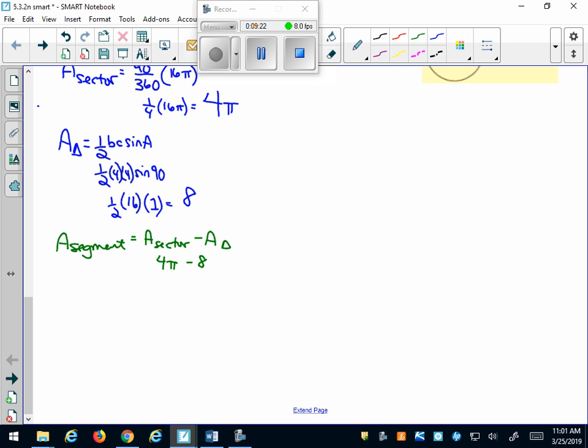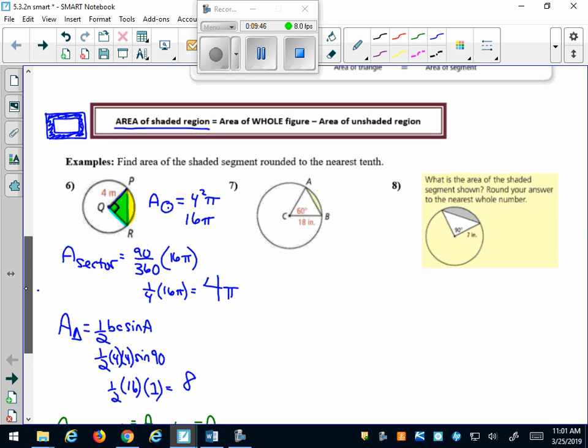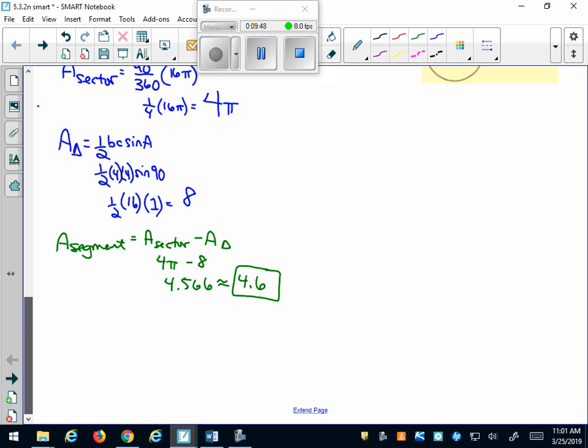But since the directions say to leave it to the nearest tenth, you're going to want to do 4 times pi, and then subtract 8, and you get 4.566, which is approximately 4.6, to the nearest tenth. Now, that is meters, and since this is area, it's square meters.